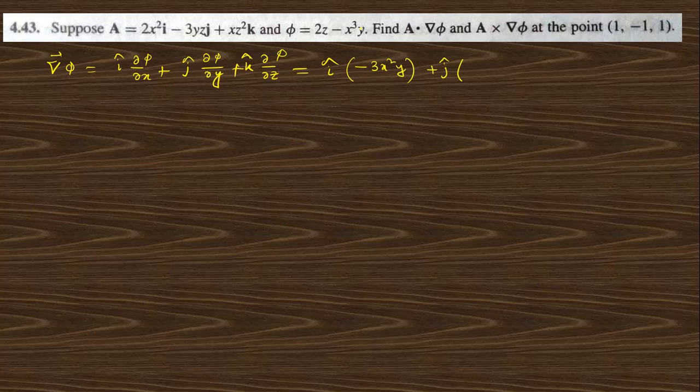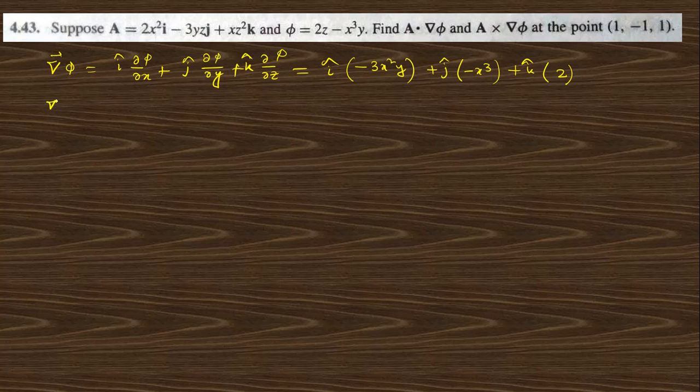Go to the next question. 4.43 says, suppose A is a vector and phi is a scalar function, find this. For that we need to find grad phi. At first we want to find grad phi, which is i cap del del x of phi, j cap del del y of phi, plus k cap del del z of phi. If you take the partial derivative with respect to x, you get 3x square y, then with respect to y, minus x cube, and then with respect to z, you get 2.